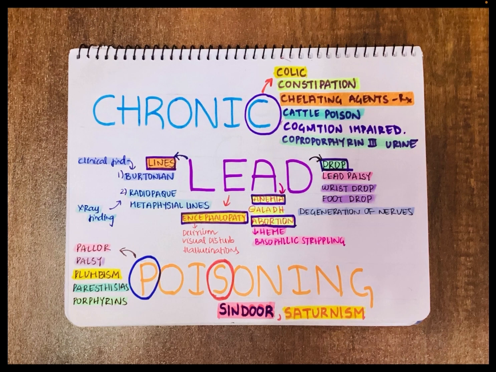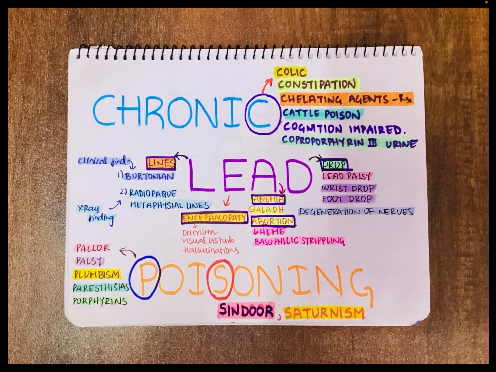C stands for colic, constipation, chelating agents like BAL, DMSA, dimercaprol, and cattle poison, cognition impairment, coproporphyrin release in the urine. L stands for lines, two lines, one in the teeth, other in the bones: Burtonian line, radio opaque metaphyseal lines. E stands for encephalopathy, where you can see delirium, visual disturbances, hallucinations, death, the coma and all. And A stands for anemia, because of inhibition of ALA dehydrogenase, ferrochelatase, which leads to impaired heme synthesis, which decreases the heme. So it causes anemia, which is microcytic hypochromic anemia, and also basophilic stippling can be seen.